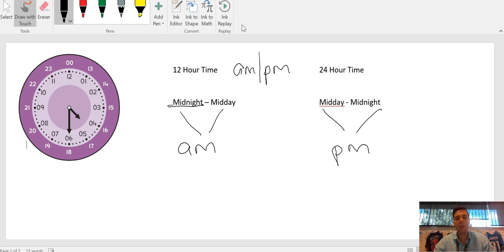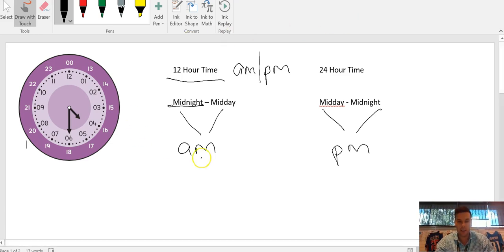AM and PM are only important when we're looking at 12-hour time. The reason why is because we go from midnight, so 12 o'clock at night, right through to 12 o'clock midday, and then we start again when we go 12, 1, 2, 3, 4, and so forth, all the way to midnight. That's why AM and PM are so important, because if the AM's there, we know that 10 AM is in the morning, 10 PM is at night. That's the first thing you need to understand.